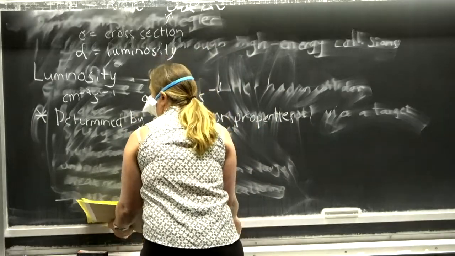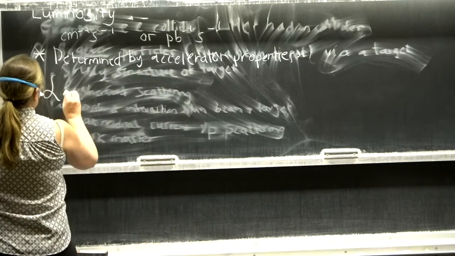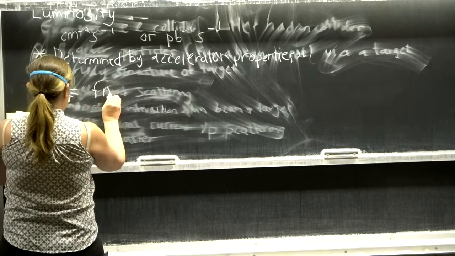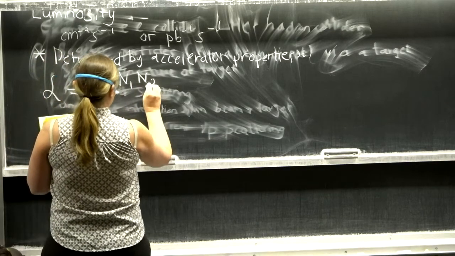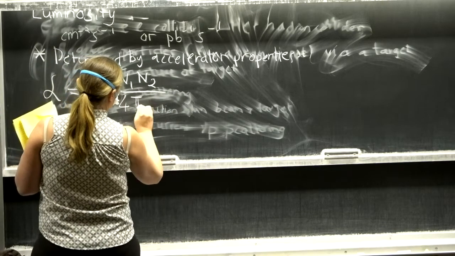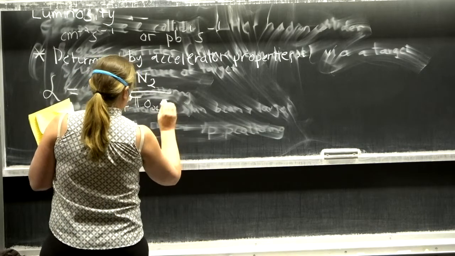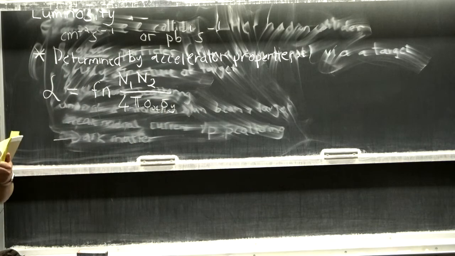In fact, I will show you how it's determined. So it's going to be the instantaneous luminosity. It's going to be F n, N1, N2 over 4 pi sigma x, sigma y. And please note I'm using sigma twice, but I'm going to explain what sigma means.